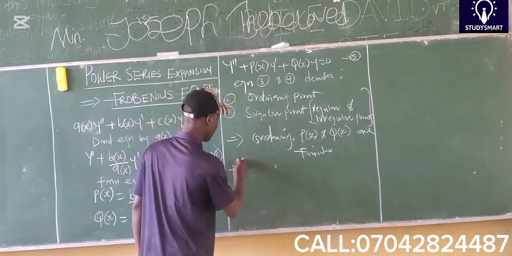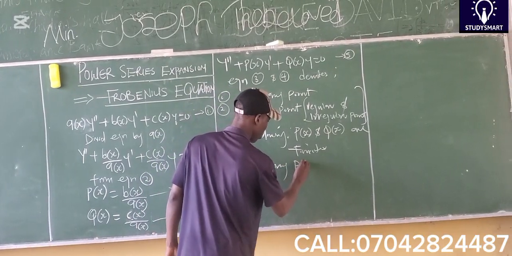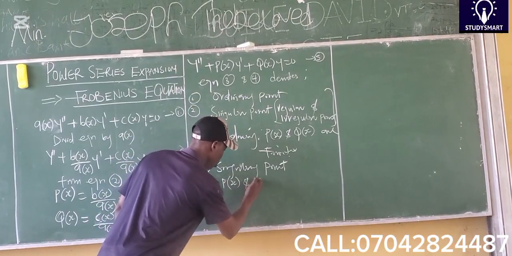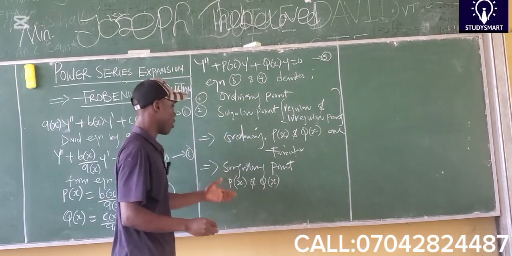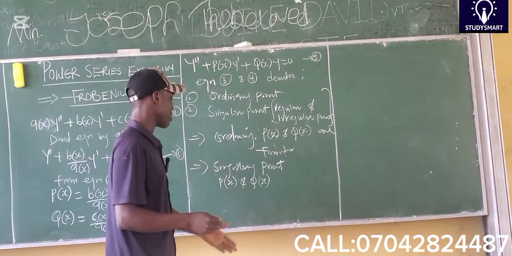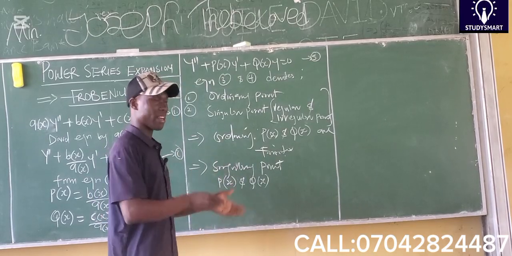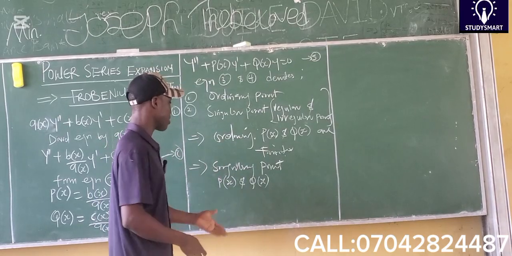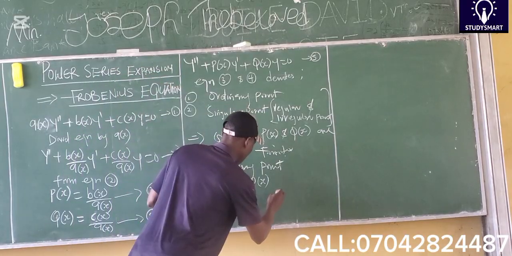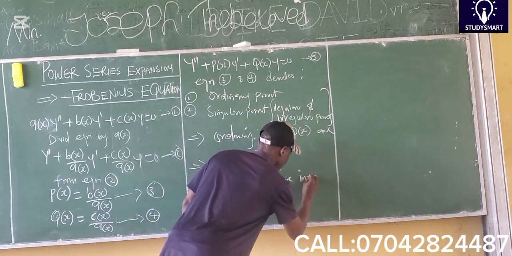Alright. So by singular point, we mean that if P of x and Q of x give you an infinite number, that means indeterminate. It implies that the expression is at a singular point. So at a singular point, it's what? Infinite.